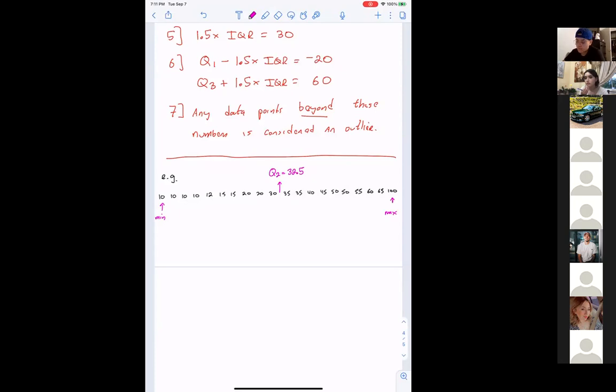of the data points to the left of 32.5. How many data points are to the left of 32.5? 10. So where's the median of the left? 12.5. Yes, so Q1 is equal to 12.5.